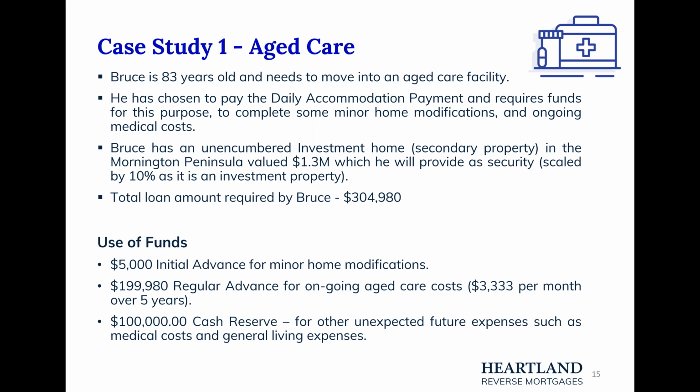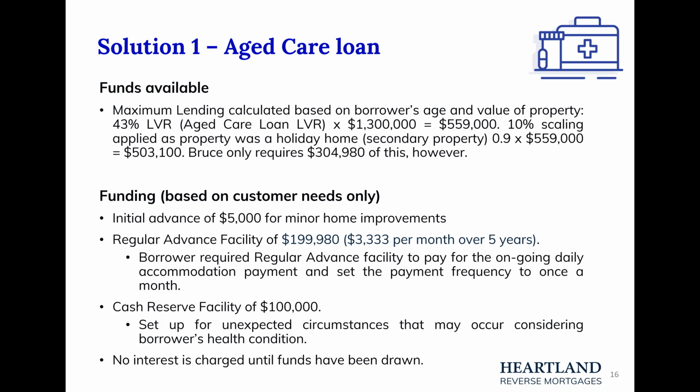First, we need to determine what the funds available are. So the maximum lending amount calculated is based on the borrower's age. So it's always based on the youngest borrower's age. In this case, there is only one borrower, and the value of the property. So in this case, it is 43%. Would be age minus 40 in this case.